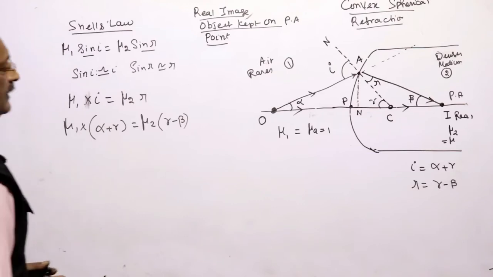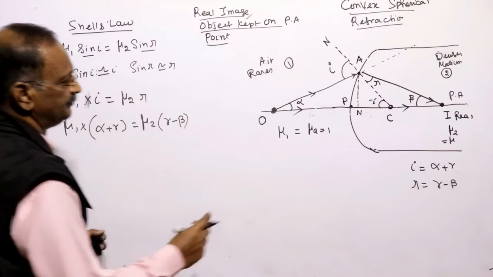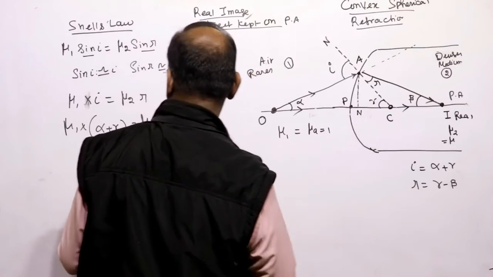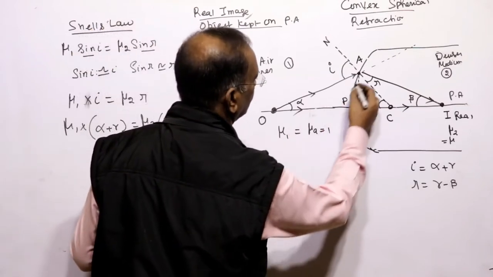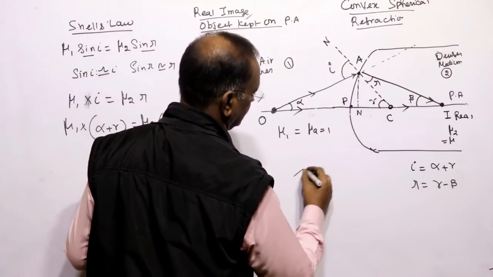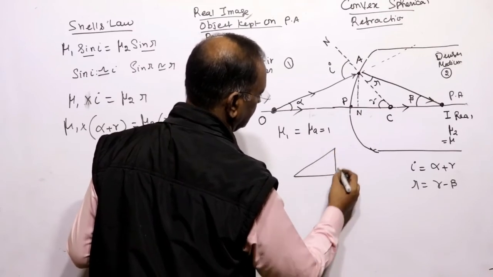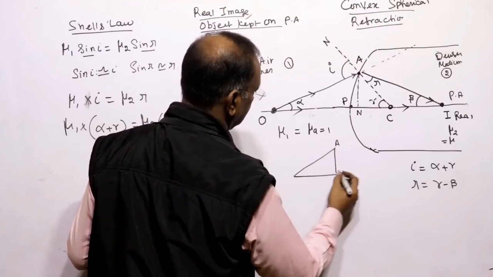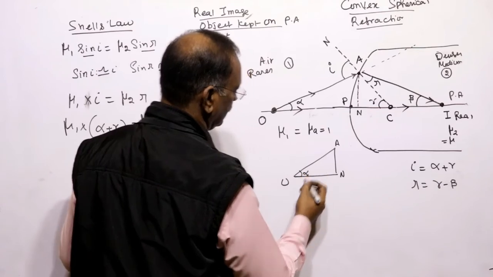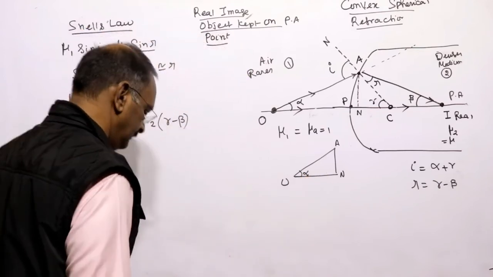Again, we use this triangle. Let us take this triangle. In this triangle, we want alpha. Where is alpha? Alpha is available in this triangle, that is A, N, O. This is alpha.